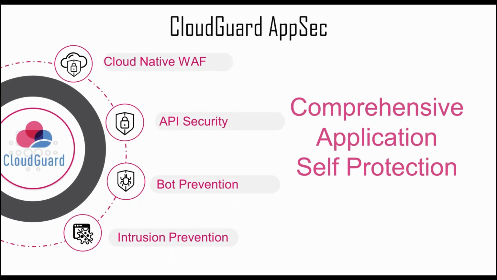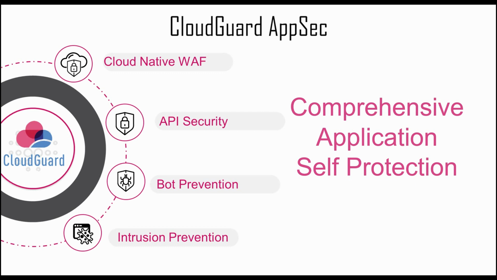AppSec provides a cloud-native WAF with API security, bot prevention, and intrusion prevention. Traditionally, users of WAF solutions had to constantly tune signatures and manage massive amounts of false positives. This led to longer deployment cycles and trading off security by turning off protection.